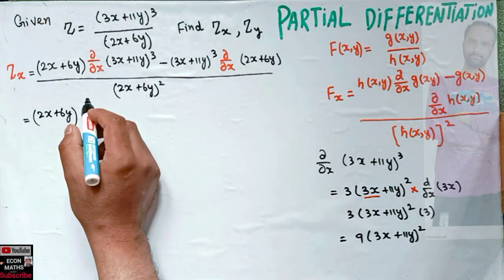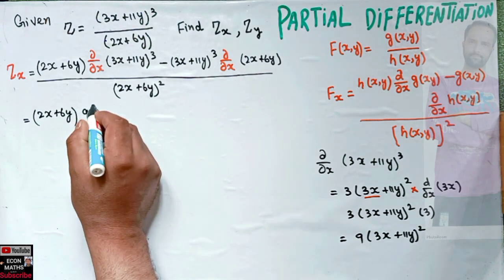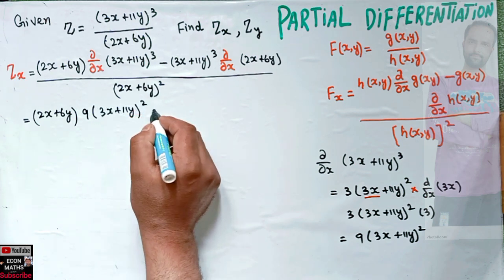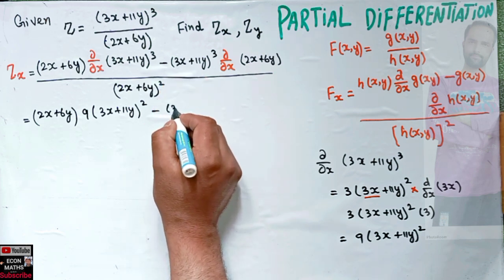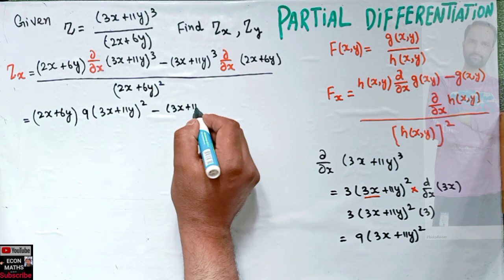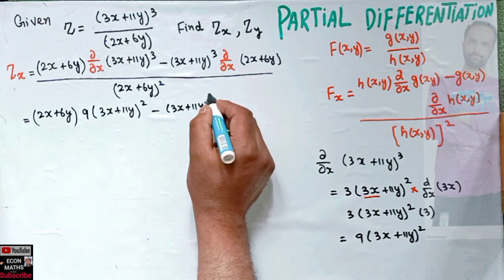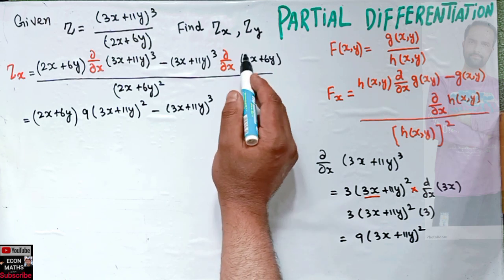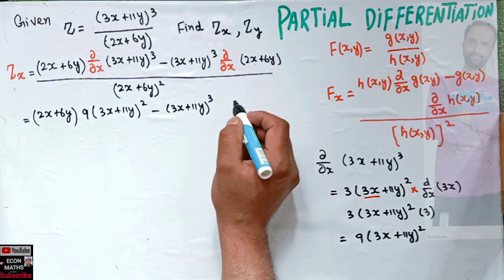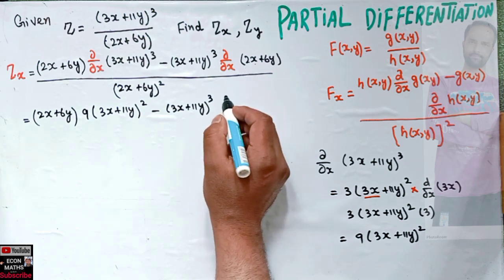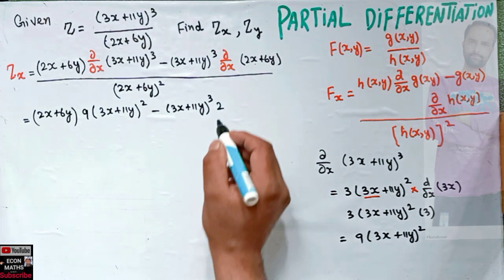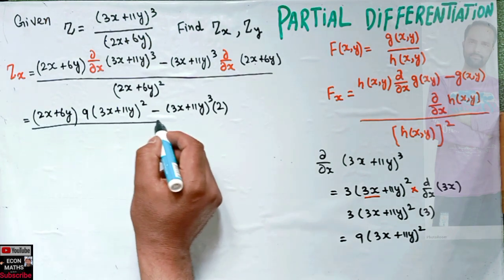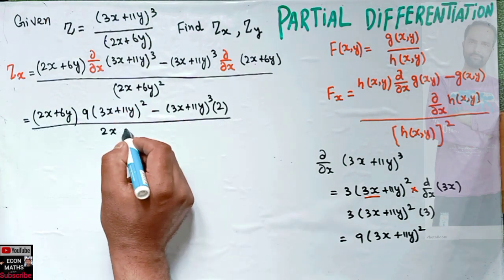I have explained it here, so let me write it here. We have 9(3x plus 11y) square minus, then we have this function (3x plus 11y) cube, and the derivative of this function with respect to x, since only one term has x, the derivative of x is 1, so we are left with 2 only, so we have 2 here. The derivative of a constant is of course 0, so let's cut it short here. Then we have 2x plus 6y.